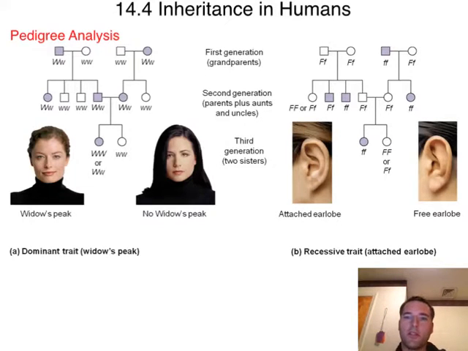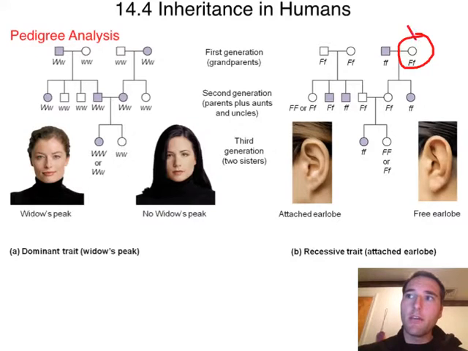Anyway, when we look at this, we introduce a term called a carrier. Anyone who carries the gene for a recessive trait but does not actually have the recessive trait is called a carrier. If we look at this one right here, that is a carrier, and that is a term you're going to want to know. Carrier. Again, my penmanship is awesome on these.